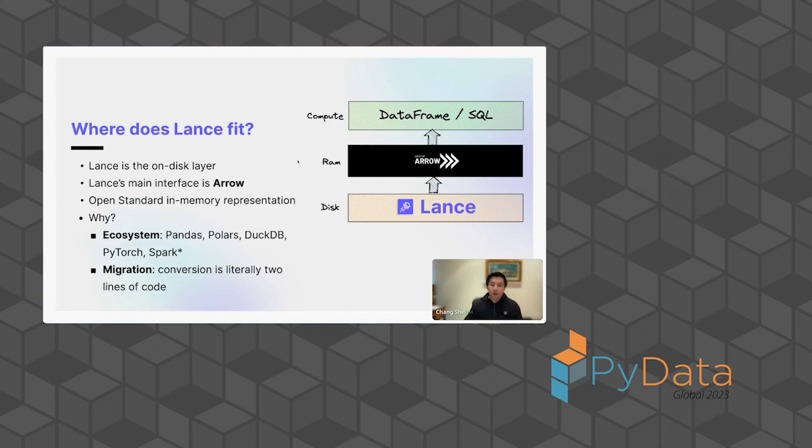Right, and the main reason why we chose Arrow as a standard here is because it's much easier to integrate into the ecosystem. So by integrating with Arrow, we all of a sudden make Lance format able to be accessed by pandas and polars and DuckDB and all of the Python ecosystem. And of course, migration is very easy. Conversion is literally two lines of code, one to read it into Arrow, one to write it into Lance format.